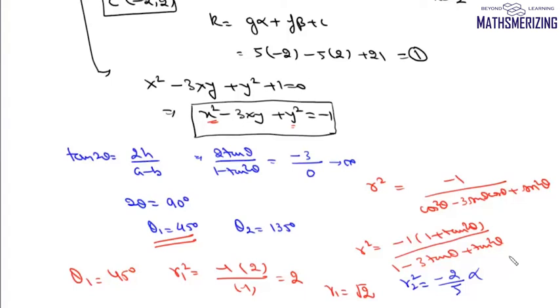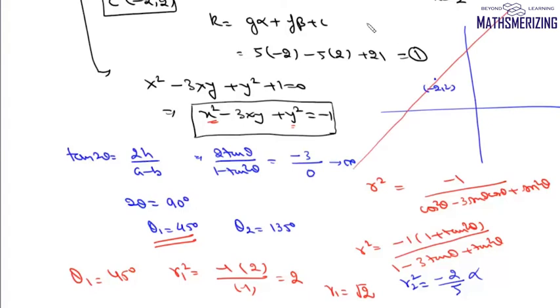Now we can construct this hyperbola. So we know that center is at minus 2 comma 2. Axes are inclined at 45 degrees and 135 degrees. And here the value of r1 is root 2. So we'll mark the point which is at a distance root 2 units. And then we can draw this hyperbola.